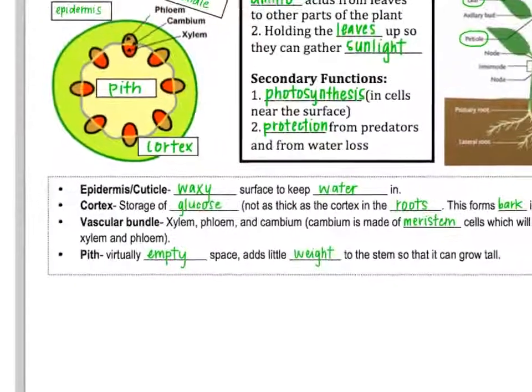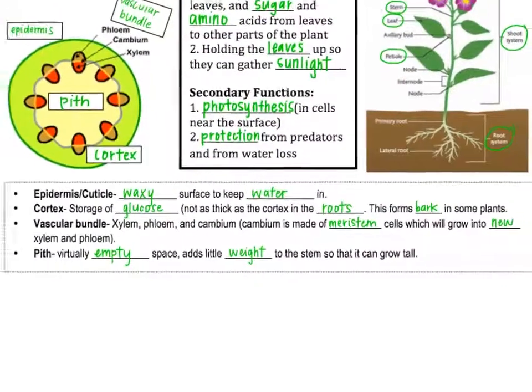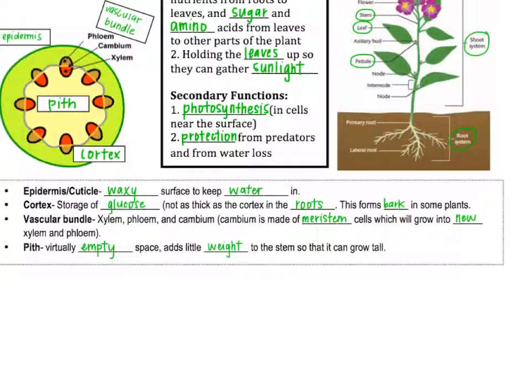Okay, so back to our functions for the parts of a stem. So we got the vascular bundle, now we're at the pith. The pith is the part in the very middle, and it's pretty much empty space. There's a little bit of some cells in there, but it's mostly empty. And it's empty so that it's a hollow stem, so it doesn't add much weight, and the stem can grow tall without feeling too heavy and falling over. So that's the purpose of the pith.